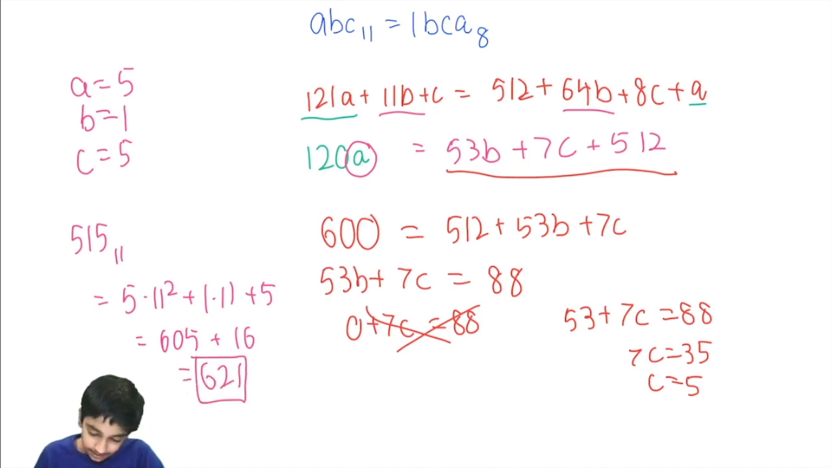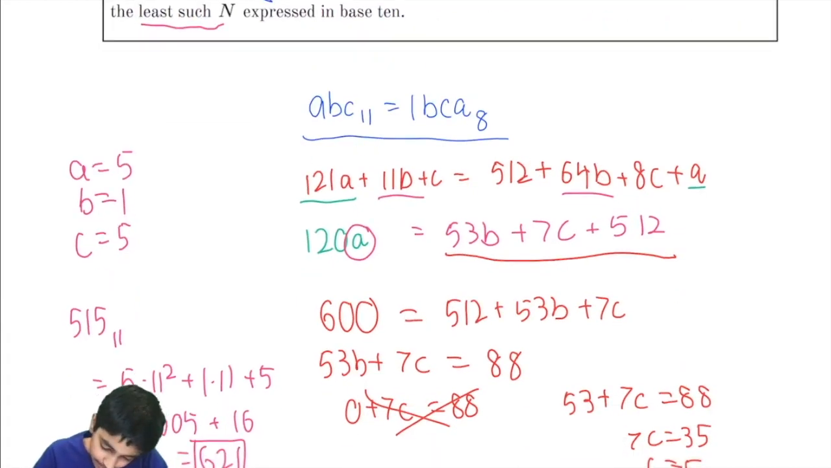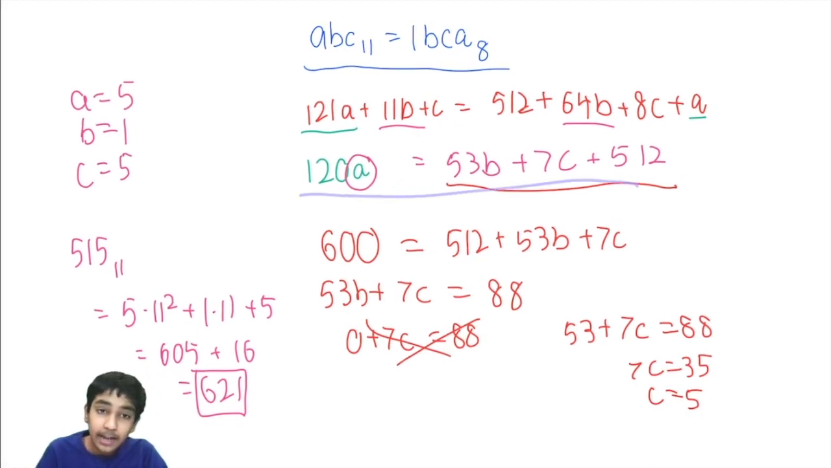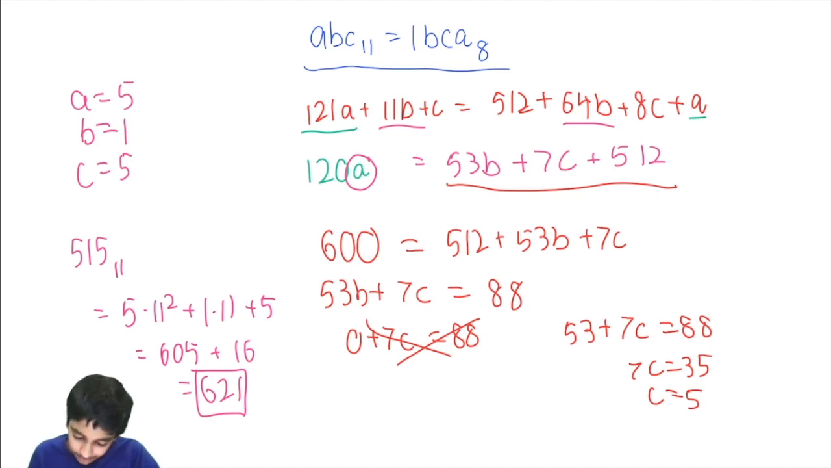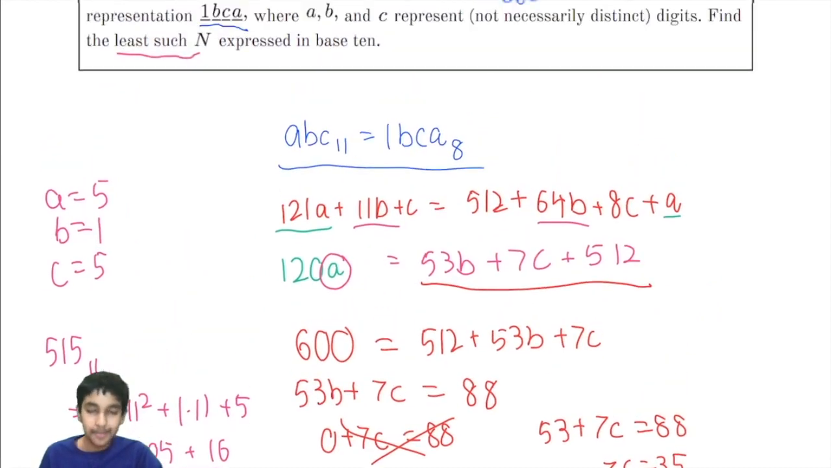And to summarize the key steps, what we did is we wrote this equation, then we wrote it in terms of the variables a, b, and c, then we simplified our equation, and we saw that the left-hand side, 120a, has to be greater than 512. But then that means that a has to be 5 or more. So we just test a equals 5. And now we just look at the different possible values of b. If b is 0, then it doesn't work. If b is 1, then we found a valid solution of c, 5. So we found a, b, and c, and then we can easily calculate the value of 515 base 11 from there. And that is the solution for this problem.